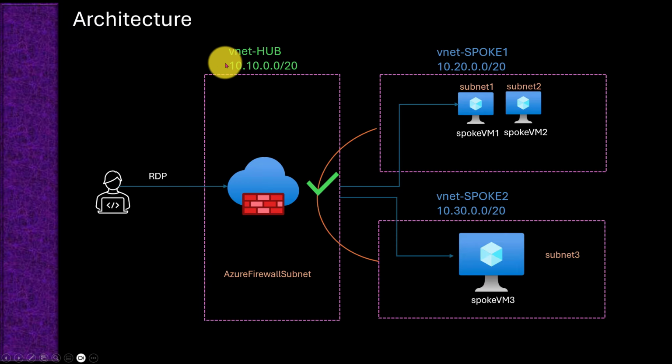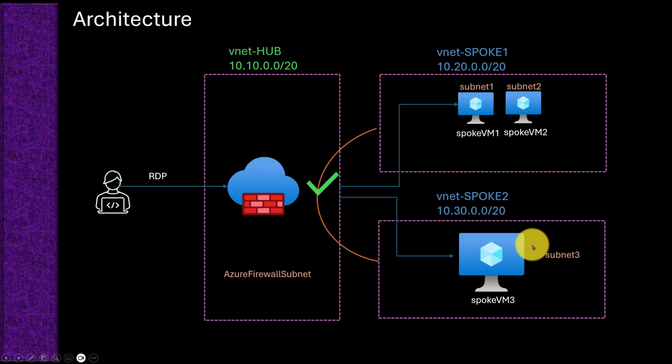We have a VNet hub and two spoke networks, and we know the fact that by default, two virtual networks when paired with the hub can't talk to each other. And we have already implemented Azure Firewall in the previous demo.